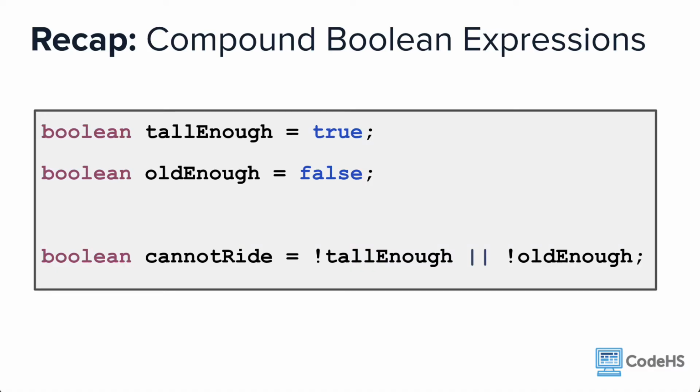In looking at the compound expression for cannotRide, tallEnough is true and oldEnough is false. Because the not keyword is placed before both of these variables, each evaluates to their opposite values. Next, this expression uses the OR operator. Because at least one of the conditions is true, the compound expression resolves to true.